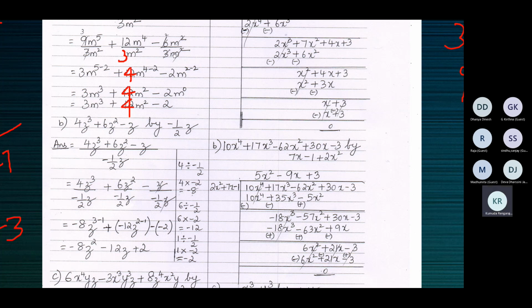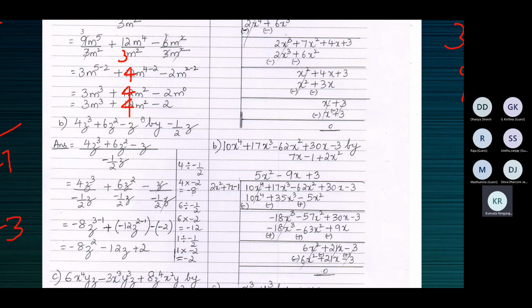Minus 2. M square and m square get cancelled. Or you can write this m square in the numerator as it is. This 2 from the denominator goes to the numerator, so it goes minus 2, m to the power 0. And you know anything to the power 0 is 1. So 2 into 1, 2. And then you'll have to subtract 5 minus 2, 3, 4 minus 2, 2.